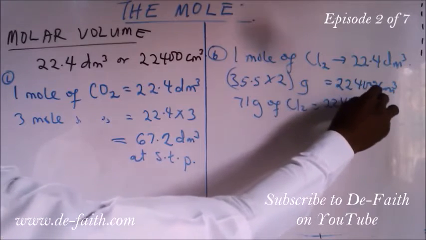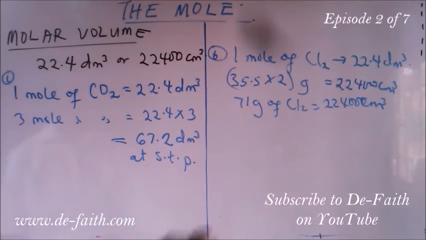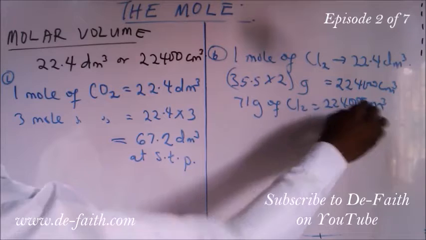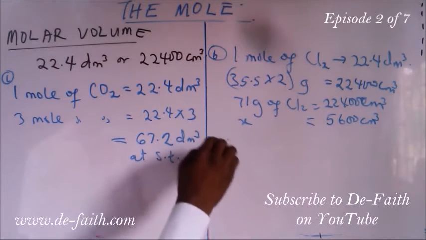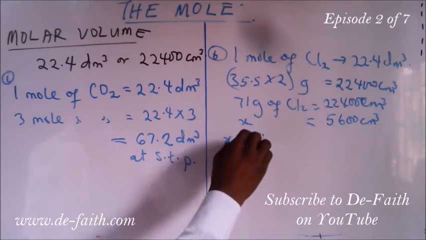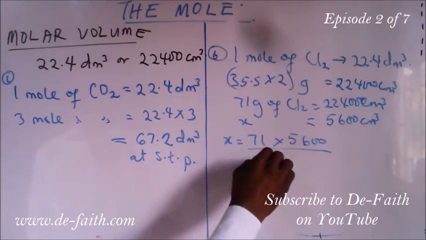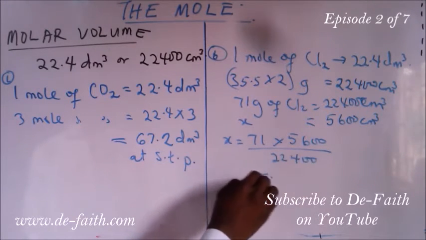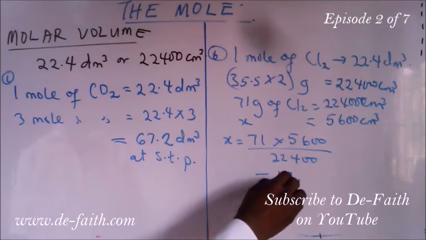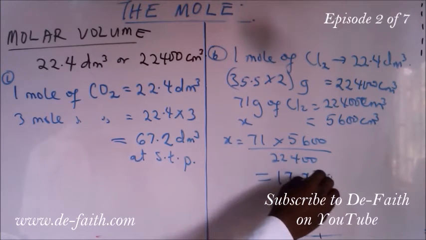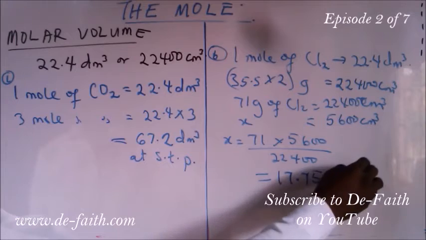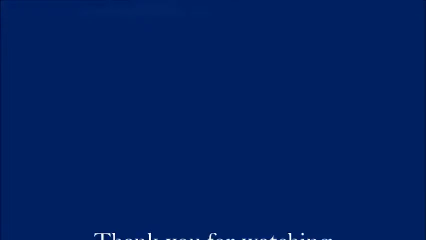which gives 22,400 cm cubed. So 5,600 cm cubed will contain how many grams? So we have x equal to 71 times 5,600 over 22,400, and that will give 17.75 grams of chlorine gas.